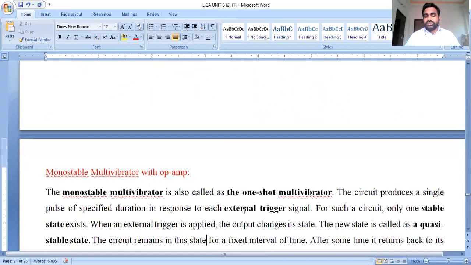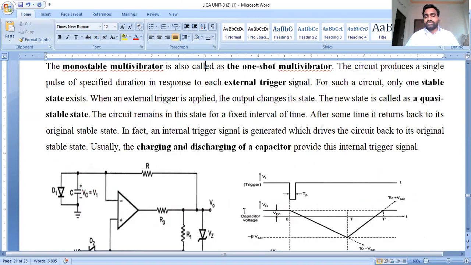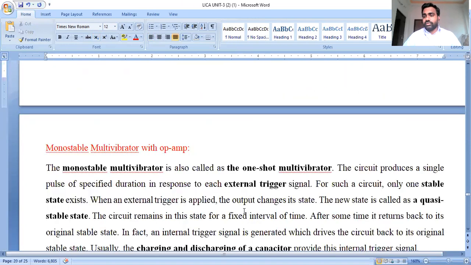And the second one is the second classification of multivibrator analysis, that is the monostable multivibrator as an application of the operational amplifier. Mono means a single-stage multivibrator. That means this monostable multivibrator is stable at one operating region, and at the second operating region it is not unstable, it is quasi stable.